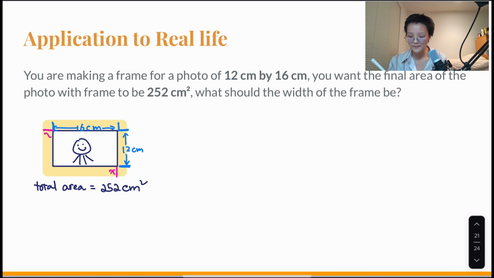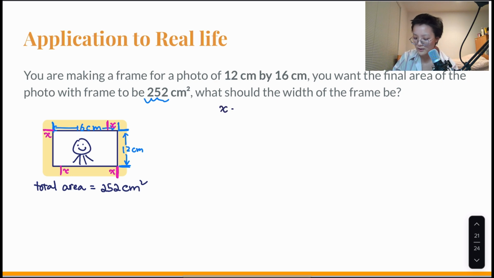Another question here. You have a photo of a person. The photo is 12 centimeters tall and 16 centimeters wide. You want to add a frame to this photo, this yellow frame outside here, and you want the total area, the photo plus the frame, to be 252 square centimeters. So what should the width of this frame be?